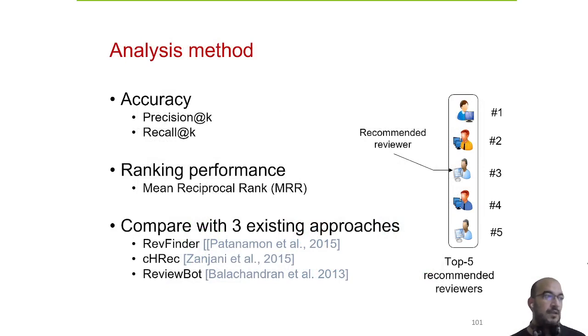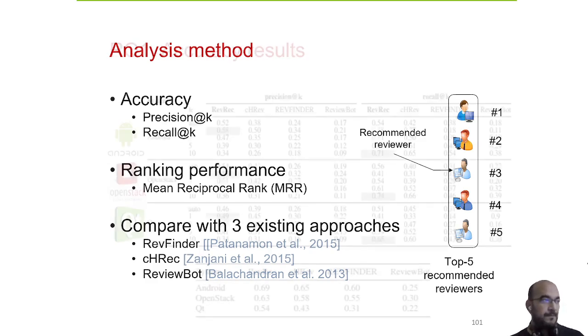We also use the accuracy at K as a performance indicator. Since we are looking at a top K reviewers to recommend, we will test whether we recommend the appropriate reviewer at 1 when recommending only 1 reviewer, or when recommending 2, 3, 4, 5, etc. Also, we look at the ranking performance using the mean hierarchical rank, and we will test against other existing approaches as well.